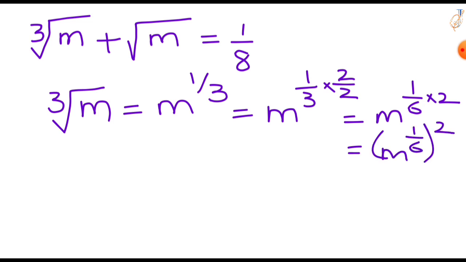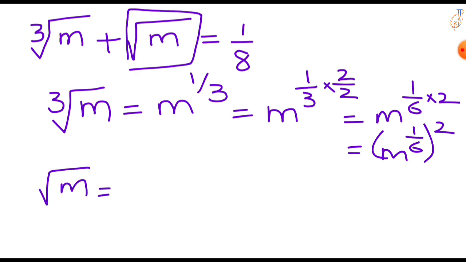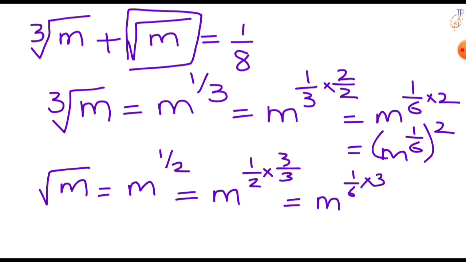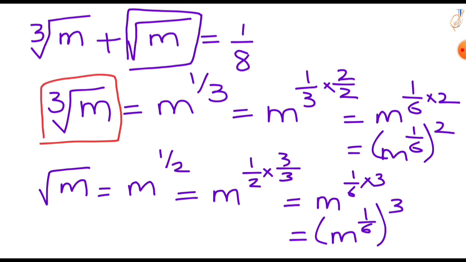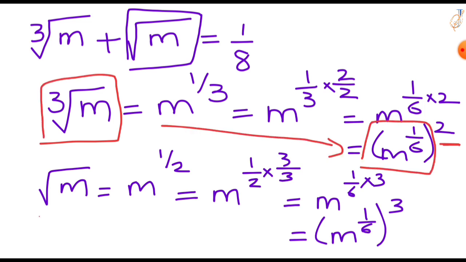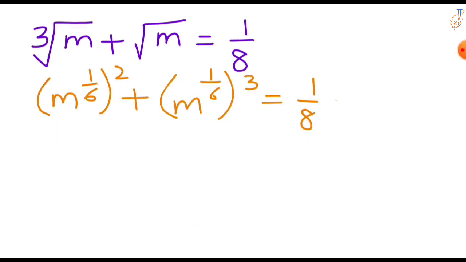Similarly, the square root of m we can express as m power 1 by 6 whole power 3. So the cube root of m is m power 1 by 6 whole power 2, and the square root of m is m power 1 by 6 whole power 3. Here m power 1 by 6, here m power 1 by 6. Let's denote a equal to m power 1 by 6.